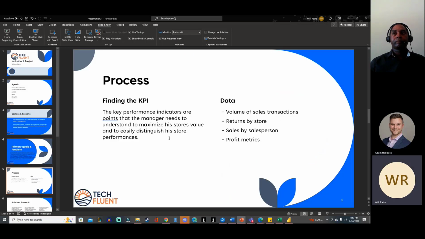The process I went with was finding the KPI, which is the key performance indicators, are points that the manager needs to understand to maximize his store's value and to easily distinguish his store performances. And with finding the KPI, I came to the realization that we need data. The volume of sales transactions, returns by store, sales by salesperson, and profit metrics.